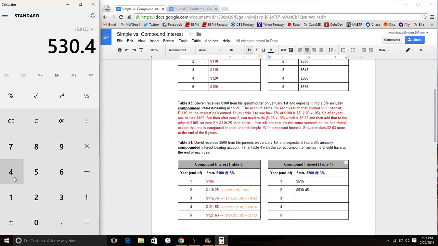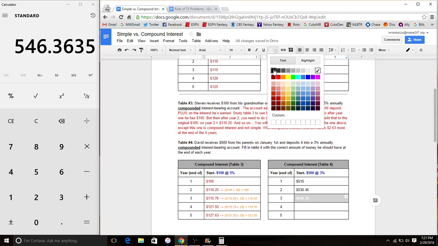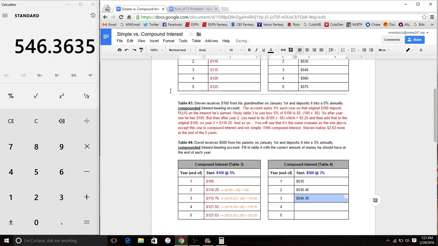So you just keep multiplying it by 0.03 and then adding it to the previous number. So add it to 530.45. For this one, we always round to 2 decimal places. So now he's made $546.36.